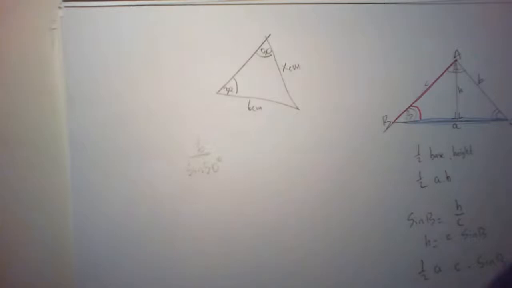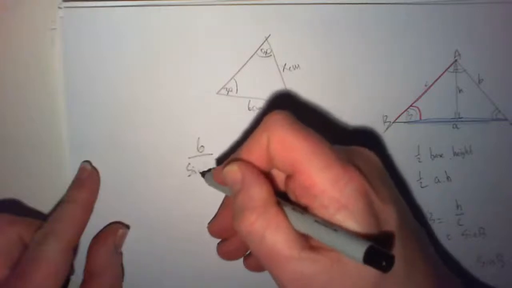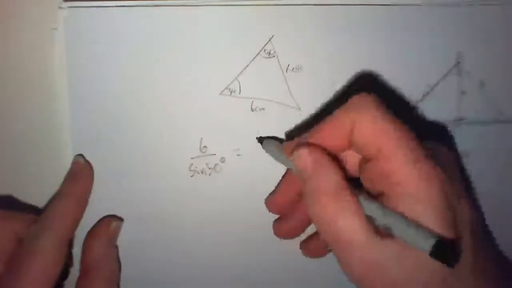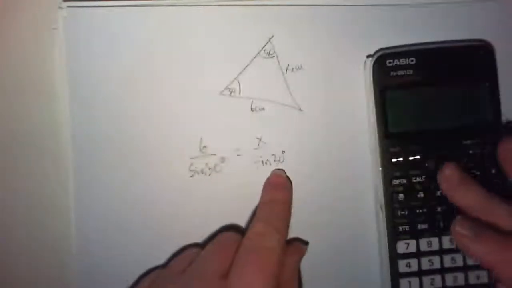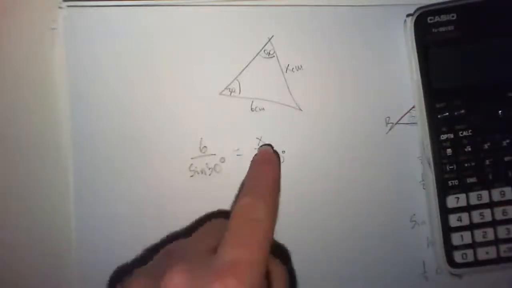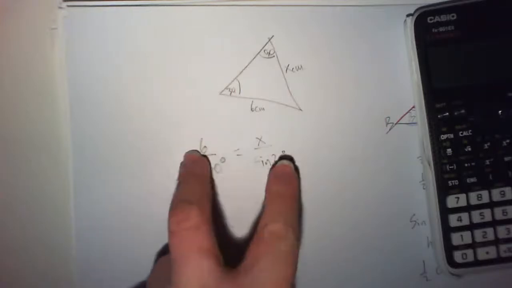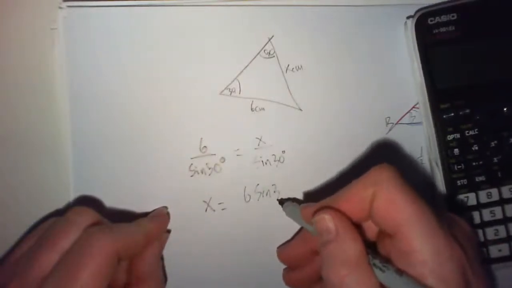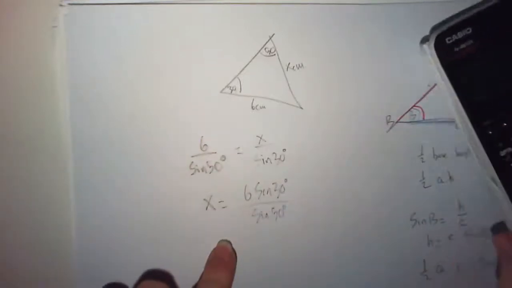I'll use a darker pen here if you don't mind. 6 over the sine of 50 is going to be x over the sine of 30 degrees. Get out your calculator, make sure it's on degrees. And listen, there's always a quick algorithm for these things. If it's the side that's missing, it's just going to be side times sine of angle divided by sine of angle. So if x is missing, it's just going to be 6 sine 30 degrees divided by sine 50 degrees. Just cross multiplying and doing your magic, but it helps.